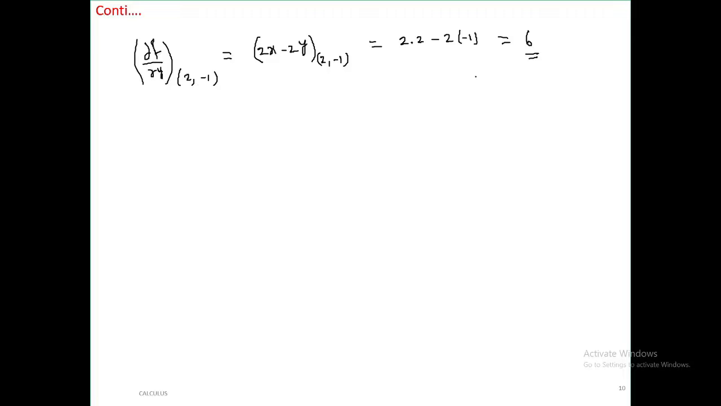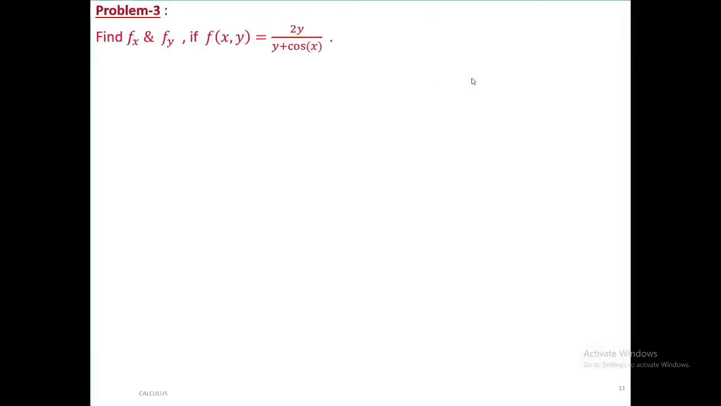Okay. Next one. Find fx and fy if f of x comma y is this one. Again, same as before, with respect to x and y you have to do the derivative. So we can proceed like this. So fx is nothing but dou f by dou x, right? Now with respect to x only, you have to do the derivative. So dou by dou x of, now what is f? Substitute the f value here. f is the fraction 2y by y plus cos x.